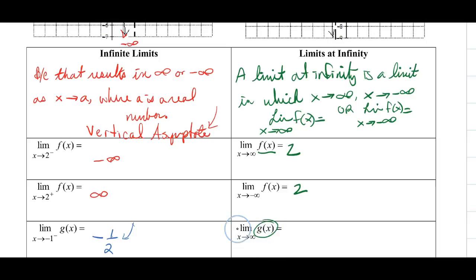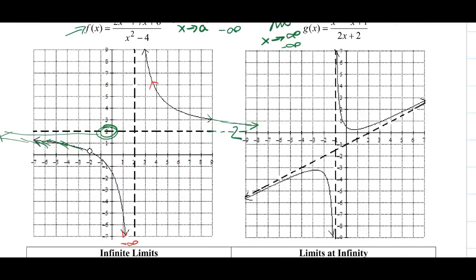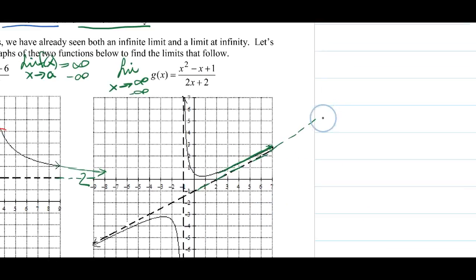How about g of x? On my g of x graph, for my limit as x approaches positive infinity, I start reading off the graph toward the right, and I find that it's not leveling off toward a particular value. It is getting closer and closer to this asymptote here. But that asymptote is not a single y value. That asymptote is a slant, or oblique, asymptote, and it's continuing to rise. So my function is also continuing to rise as it gets closer and closer to the asymptote.